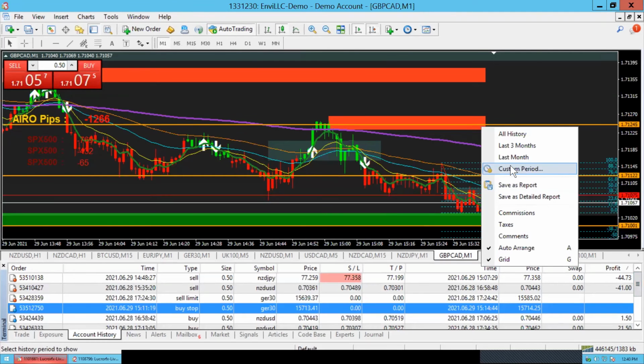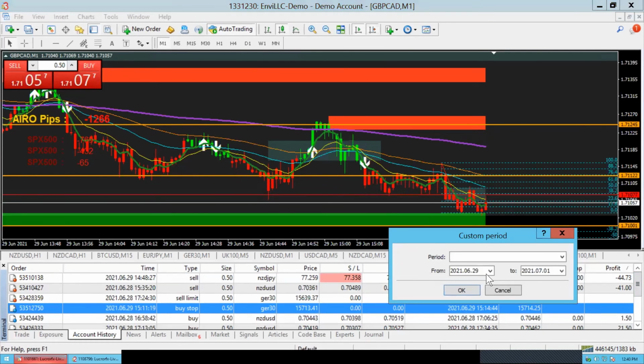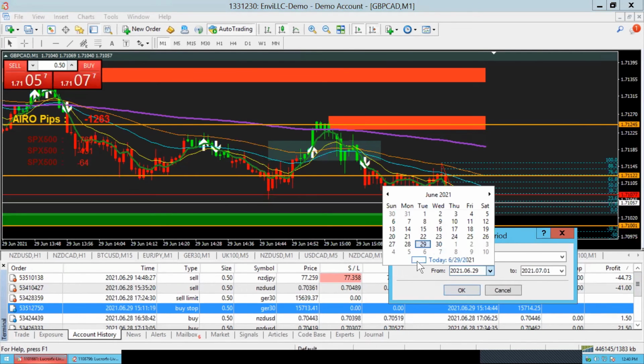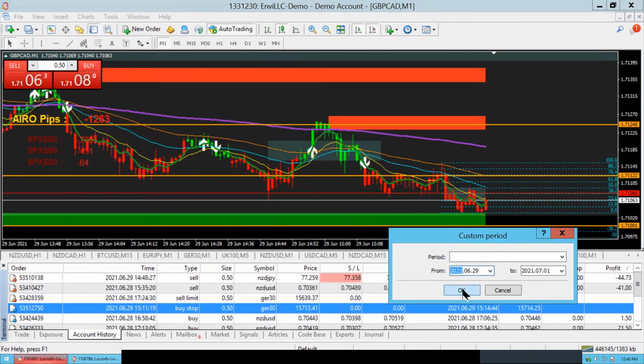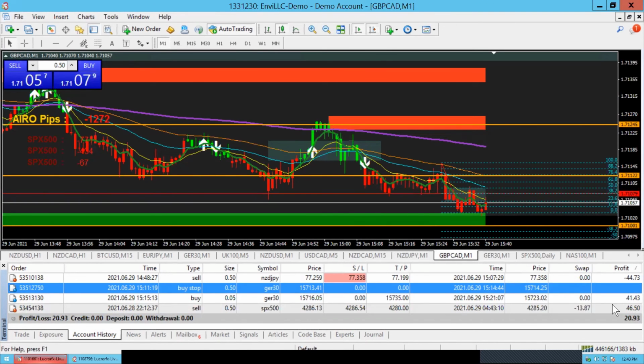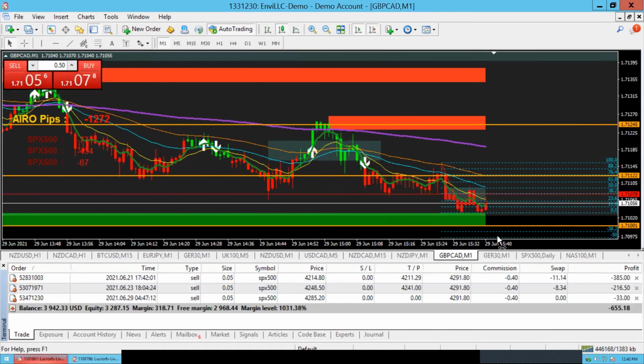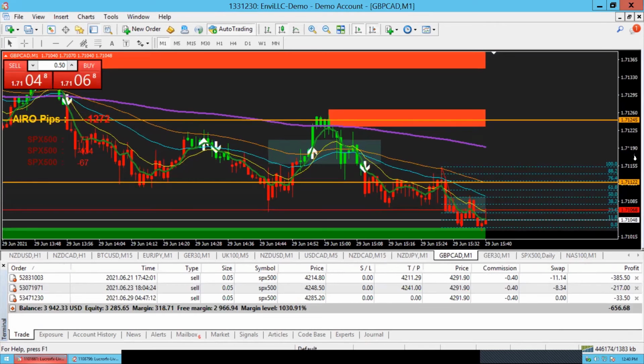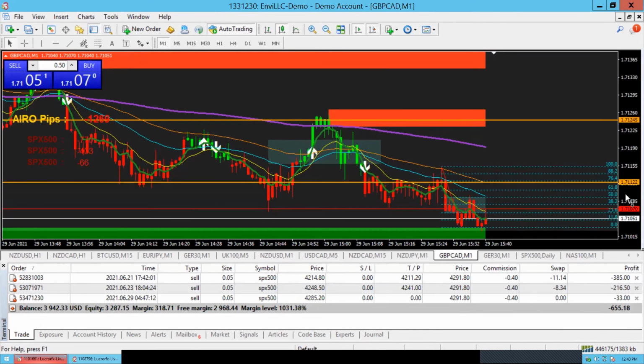How are we doing today on our trades for the day here? We're still up $20 for the day. That's not too bad. One of those closed out overnight.